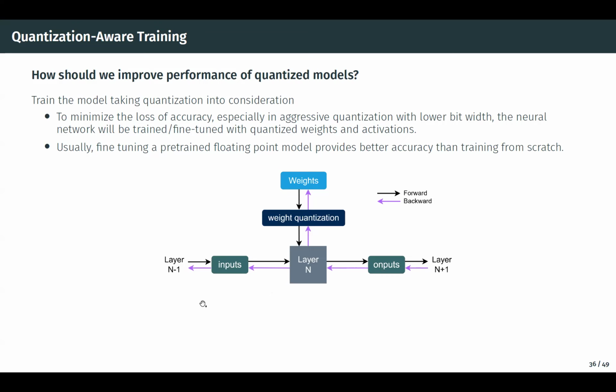So this is a representation of the flow of data in a model. There's a forward path and a backward path. You have inputs, and you have layer operations. This could be a convolution layer or a fully connected layer, which has weights, and then you get your outputs. That is the forward path. The backward path is useful when you are training, because in training you are trying to update the weights so as to optimize your output accuracy.